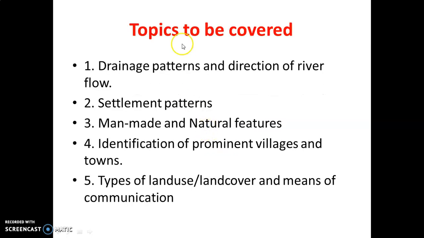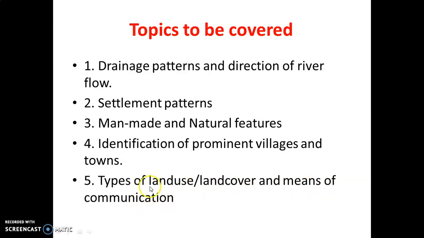In this video, I am going to explain drainage patterns, direction of river flow, settlement patterns, man-made and natural features, how to identify that a particular village or town is important or prominent on a topographical map. Next, we will learn about types of land use, land cover and means of communication.